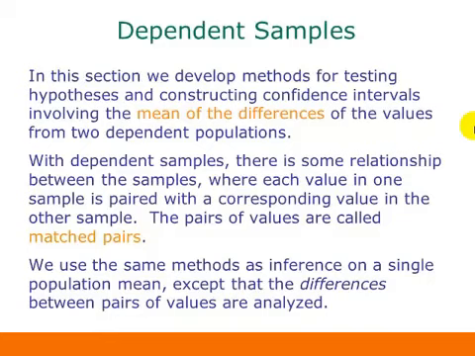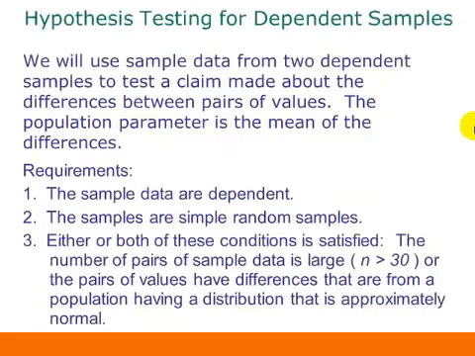We use the same methods as inference on a single population mean, except that the differences between pairs of values are analyzed. Hypothesis testing for dependent samples. We will use sample data from two dependent samples to test a claim made about the differences between pairs of values. The population parameter is the mean of the differences.